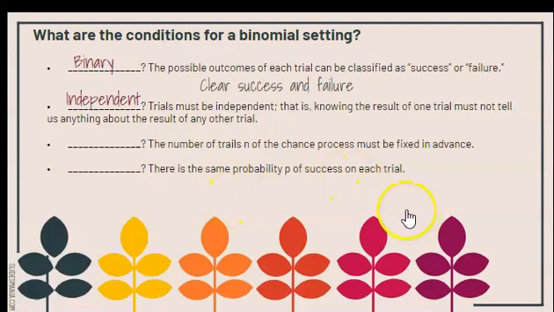The third question is number. The number of trials N of a chance process must be fixed in advance, like you know you're going to flip a coin 10 times or roll the dice 5 times. There's a very clear number of trials.